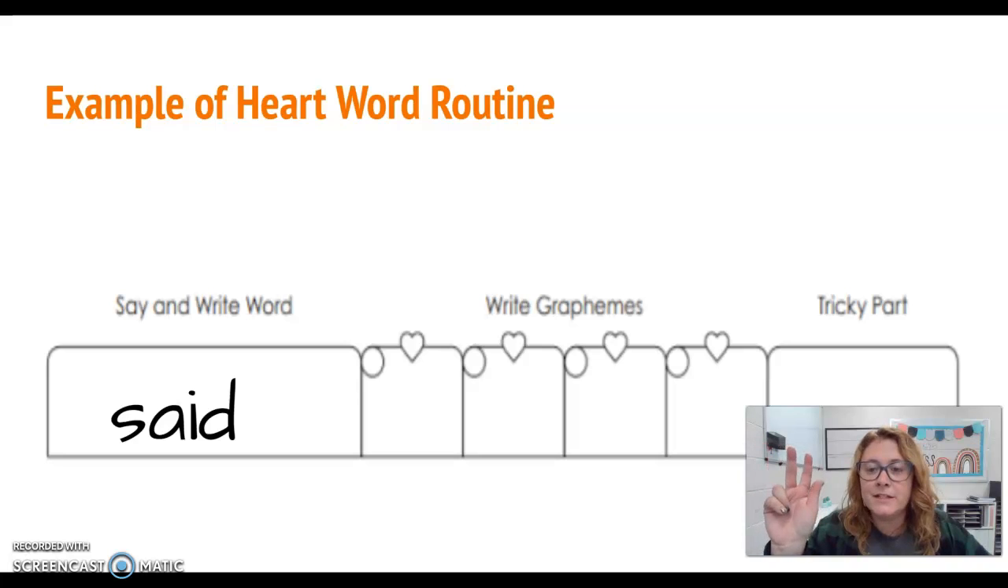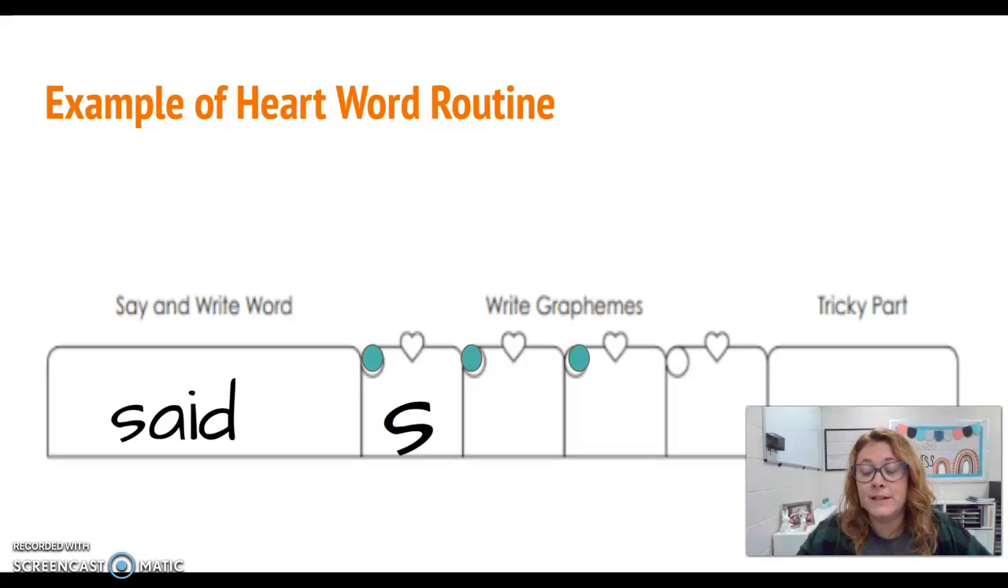Ed. There's 3 sounds in said. So therefore, I'm going to color in the circle on 3 of my boxes. Next, I know that usually the heart part is the vowel sound. So the s is probably regular. You know how to spell s. You spell s with the letter S.